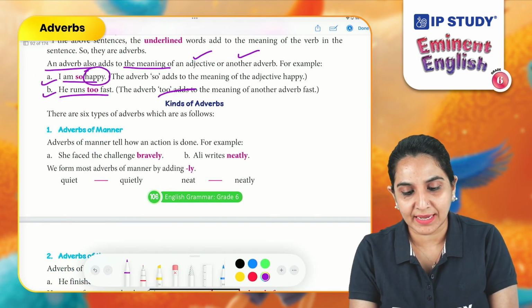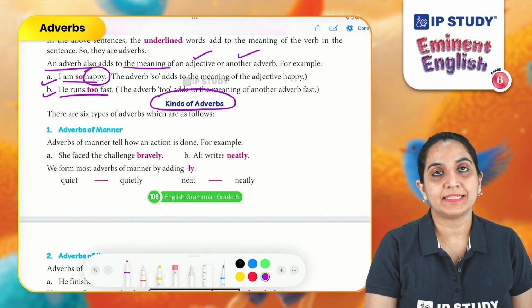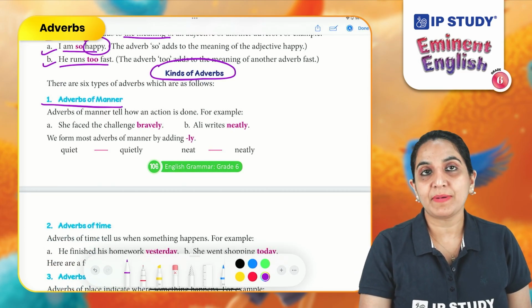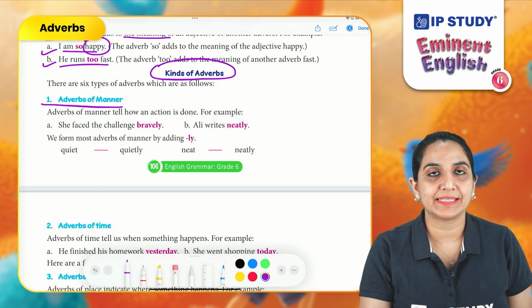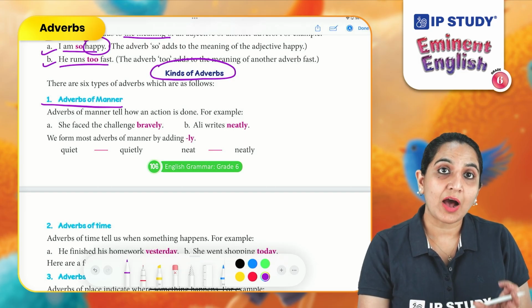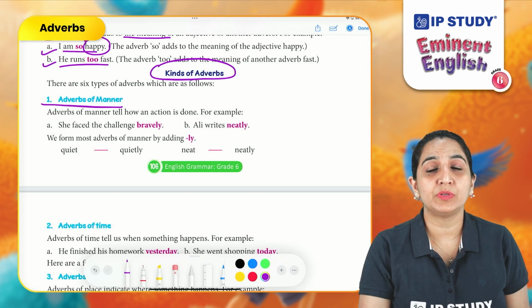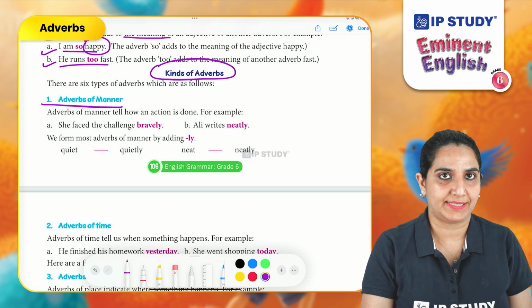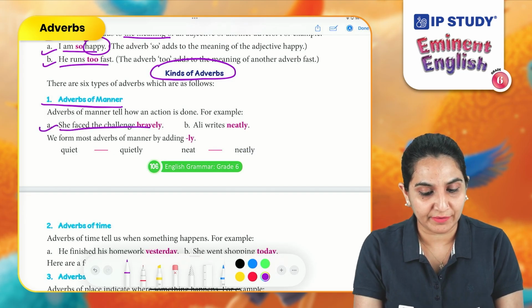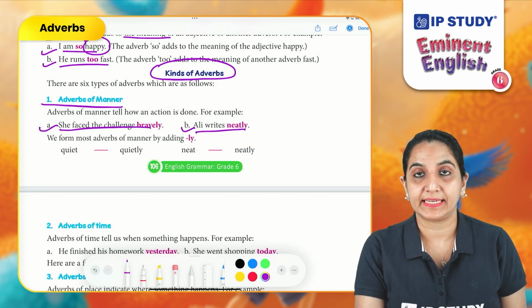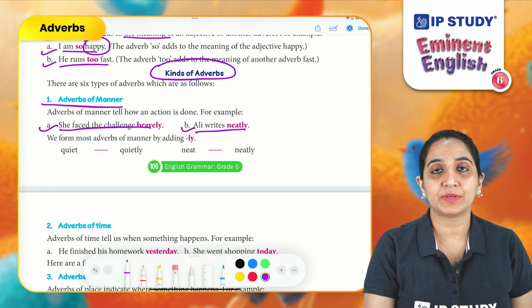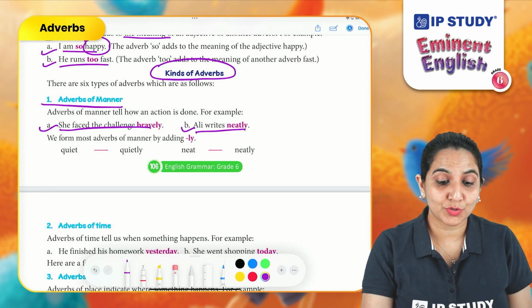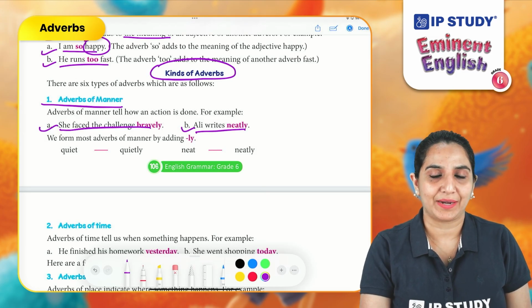Let us discuss the kinds of adverbs in detail. Adverbs of manner. Adverbs of manner tell us how an action is done. That means how the action takes place. For example, she faced the challenge bravely. This is how an action is done. Ali writes neatly. Rohan dresses neatly. This is describing how an action is done. So this is called adverbs of manner.